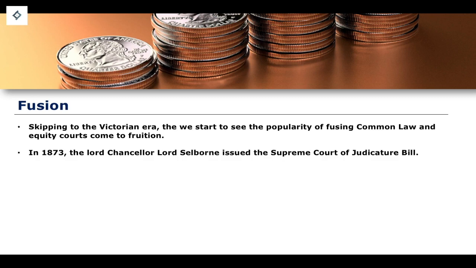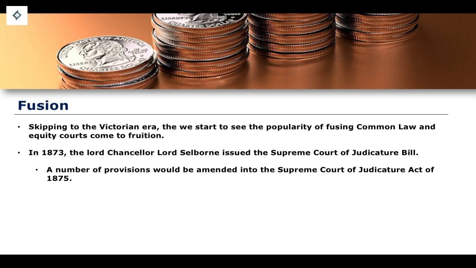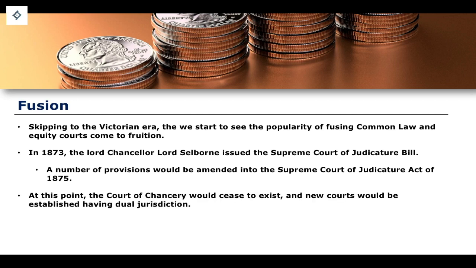So, for example, the Lord Chancellor, Lord Selborne, would issue a bill in 1873 called the Supreme Court of Judicature Bill. A number of provisions would be amended as part of this Judicature Act, and it would ultimately become the 1875 Supreme Court of Judicature Act. At this point, the Court of Chancery ceased to exist. New courts would have been established that have dual jurisdiction.